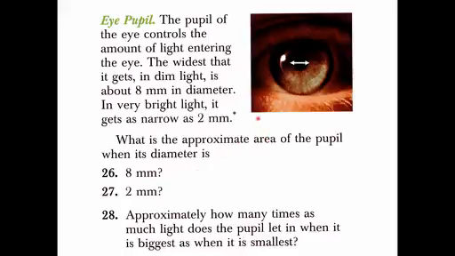So now they're asking about area if the diameter is those two numbers. Then just compare. Approximately how many times as much light does the pupil let in when it's biggest as when it is smallest? So you're comparing the areas, and you're looking probably for a fraction or a number that tells how many times more or less.